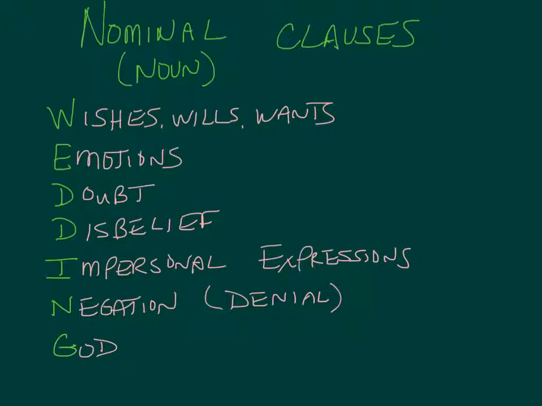But the idea here is that if the first clause, the independent clause, has something to do with WEDDING, in other words, it shows a wish or will or want or emotion, doubt, disbelief, etc., then that is an indicator to us that we need to use the subjunctive in the second clause. So again, if the first clause shows us something from WEDDING, and I'll break that down in another video for you, then that is an indicator to us that we need to use the subjunctive in the second clause.